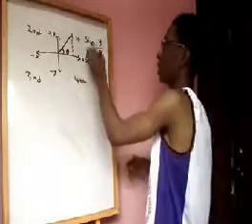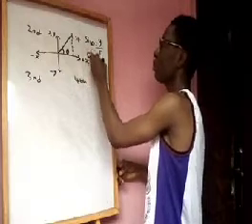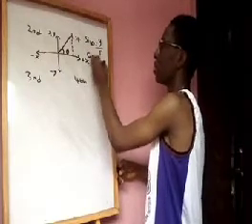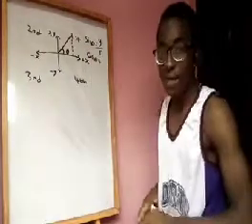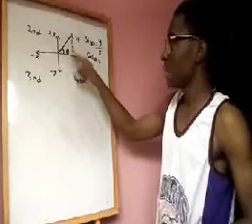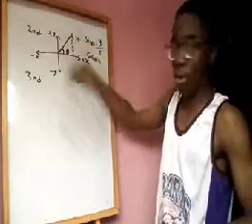Then we have the cosine. The cos theta will be equal to adjacent over hypotenuse. This adjacent will be x, because it lies along the x-axis.